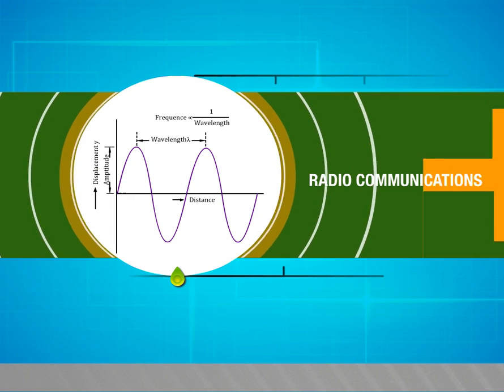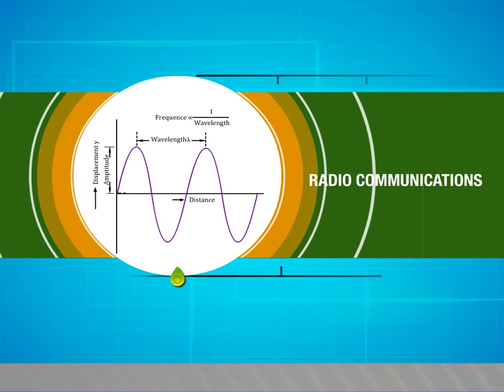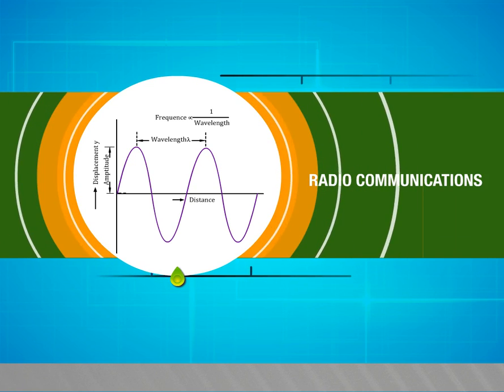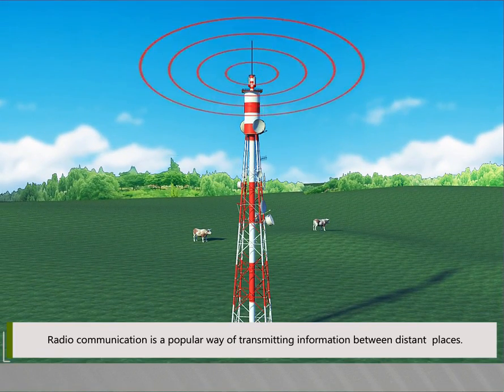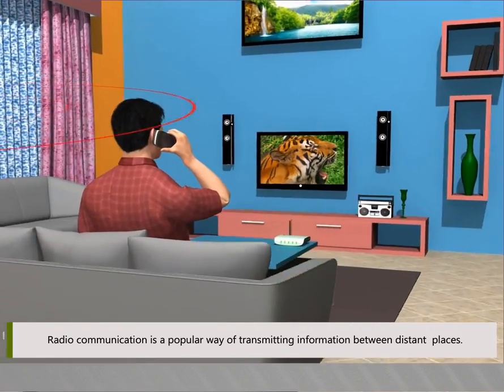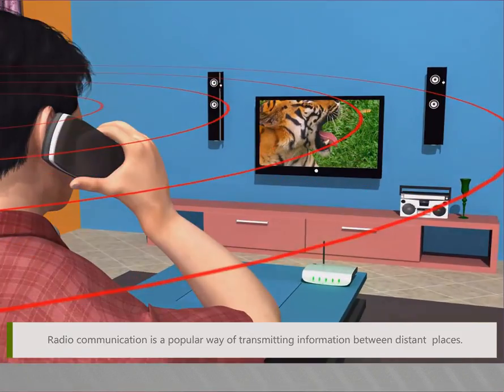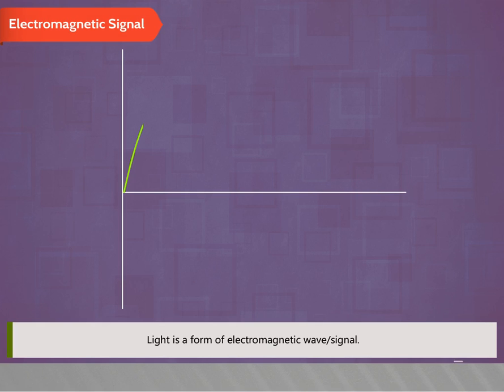Radio communications. In this video, we are going to see about radio communications. Radio communication is a popular way of transmitting information between distant places. Electromagnetic signal. Light is a form of electromagnetic wave or signal.